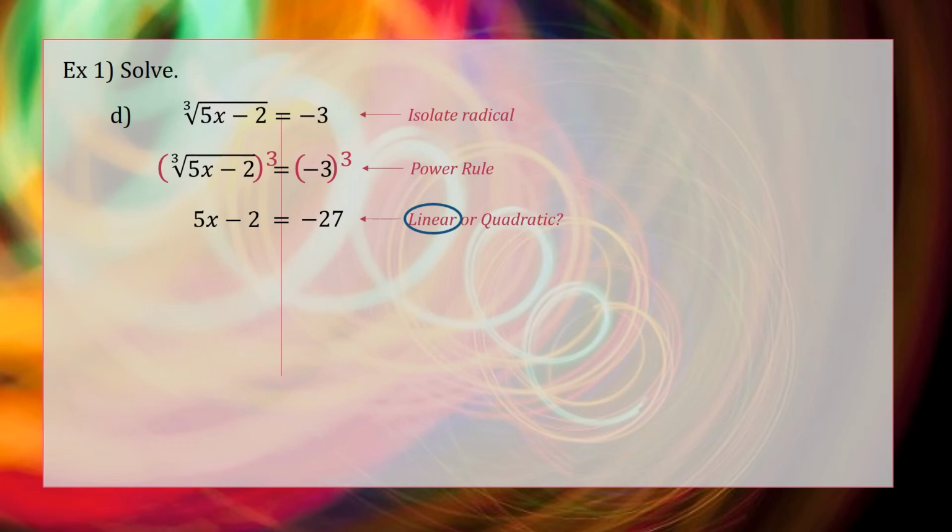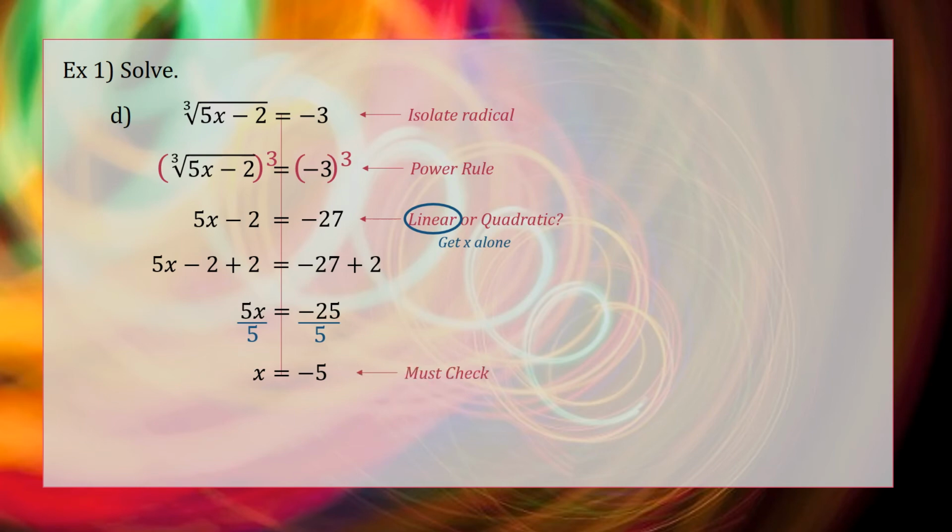Well, it is linear, so we need to get x alone. The first step to doing that would be to add 2 to both sides, which now gives us 5x equals -25. The last step to get x by itself is to divide the left side and the right side by 5, and we find x equals -5. Now, we have to check.